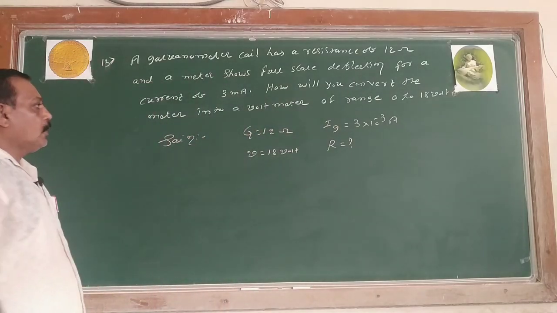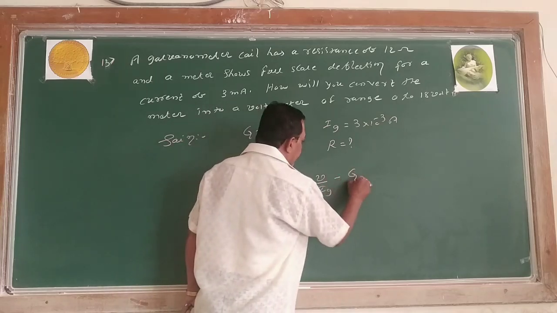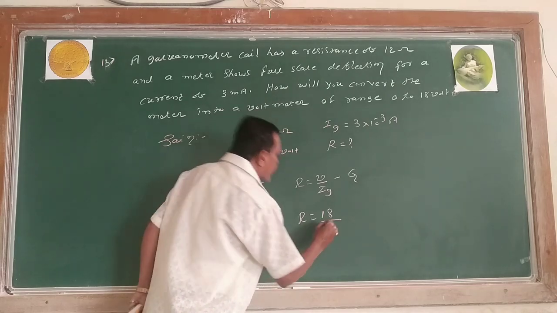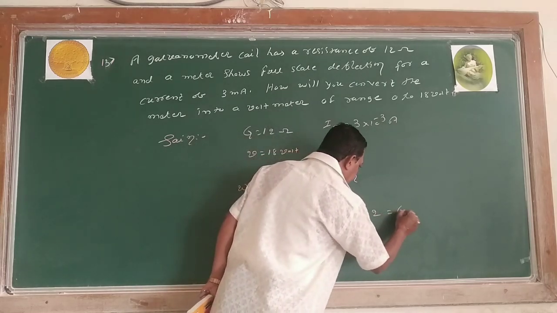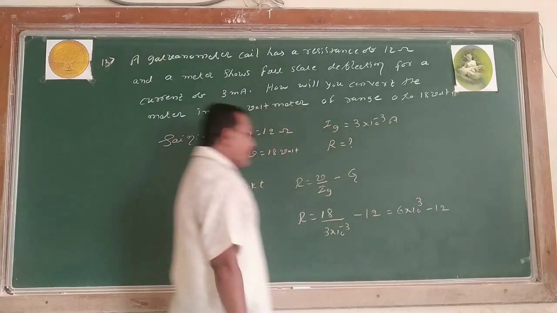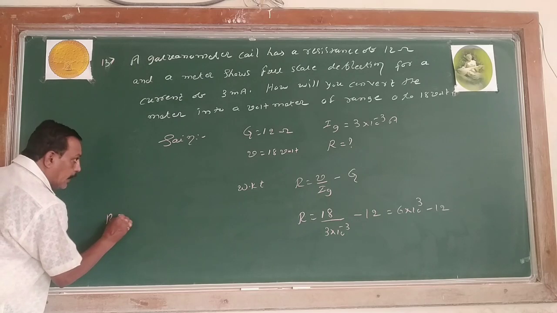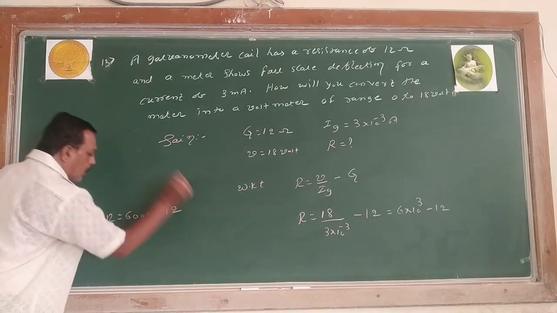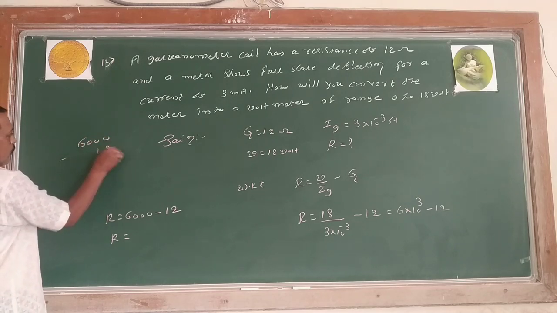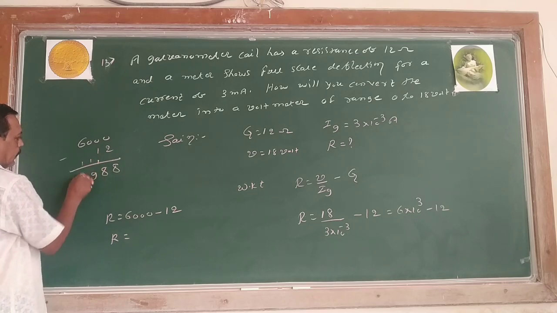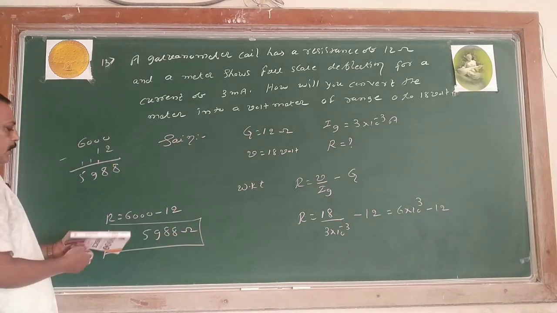We know that R equals V by Ig minus G. V is 18. Ig is 3 into 10 to the power of minus 3. G is 12. 18 divided by 3 into 10 to the power of minus 3 is 6 into 10 to the power of 3, minus 12. So 6000 minus 12 gives 5988. This is your answer, 5988 ohm.